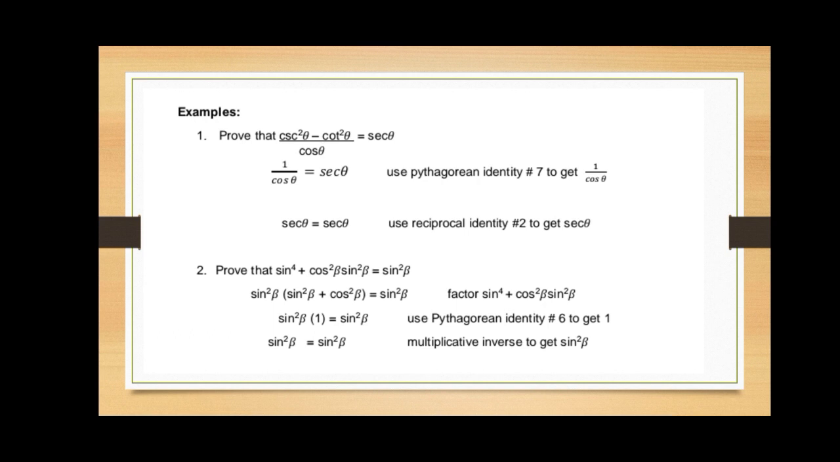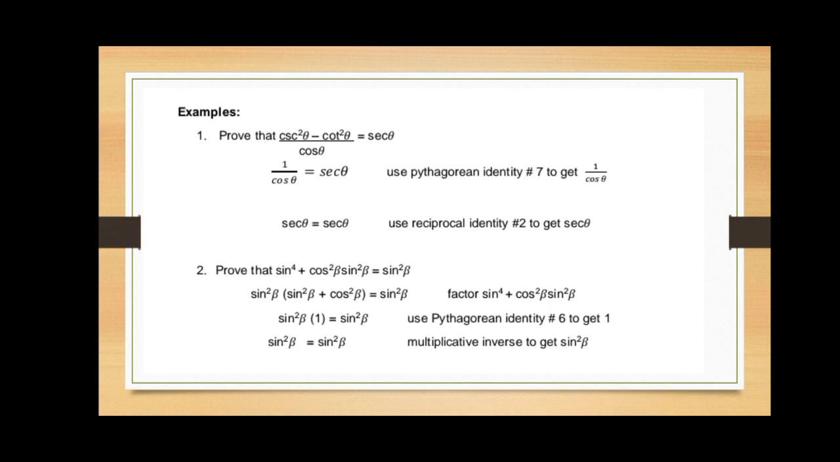Number 2, prove that sine raised to the power of 4 plus cosine squared times sine squared is equal to sine squared. Sine squared b times sine squared b plus cosine squared b is equal to sine squared b. Factor: sine raised to the power of 4 plus cosine b sine squared b. Sine squared b times 1, since sine squared plus cosine squared is equal to 1. So sine squared times 1 is equal to sine squared.